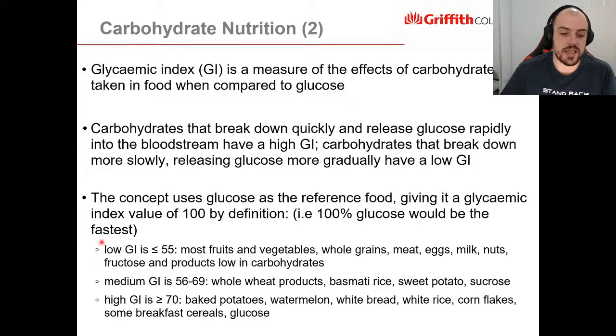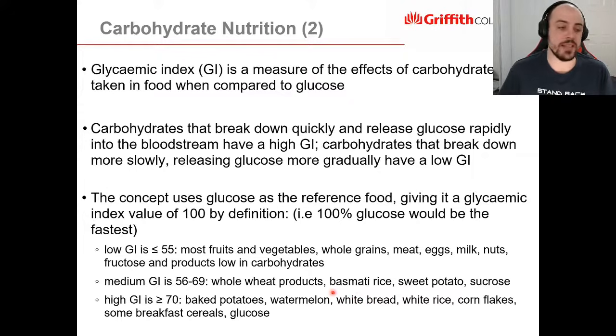And that's what we're seeing here. Our low GI foods are a lot of these fruits and veggies and whole grains, which the medical experts are telling us we should be eating a lot of. Our medium GI foods are a little bit simpler for us to break down, and our high GI means it's even simpler again.